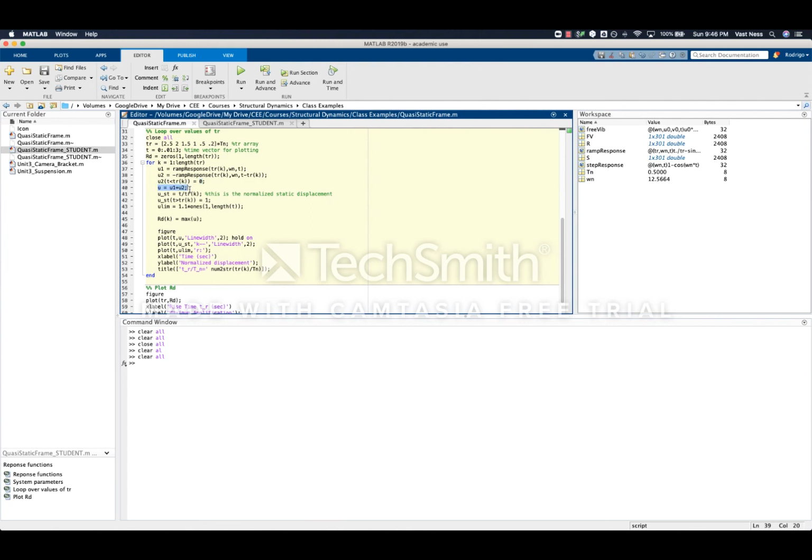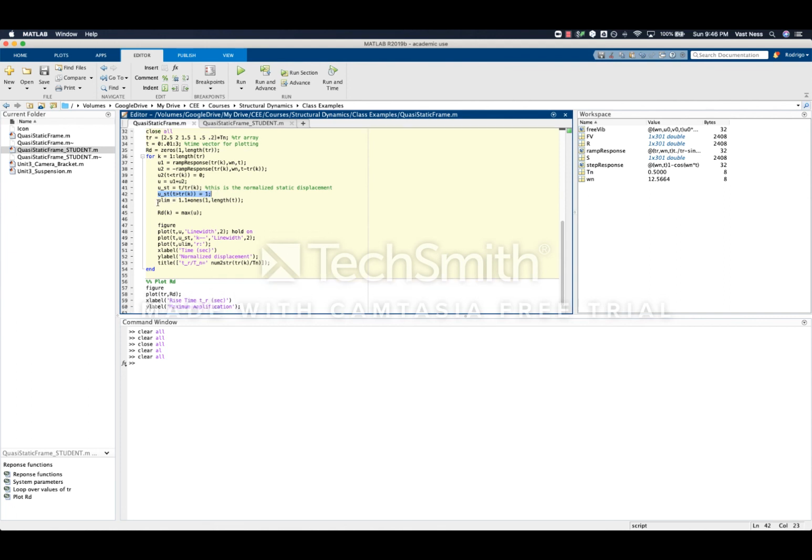And my final response is simply the sum of those two responses, right? So pretty straightforward. Really, this line is the tricky one. And I've already defined this for you, but that static displacement, like I mentioned in the presentation, is T over TR, and that goes until time TR, and then again here I'm forcing every value after TR to be 1 because that's where it levels out.